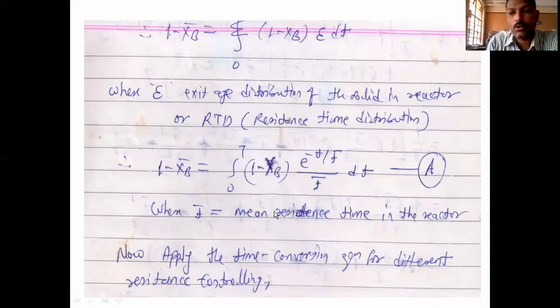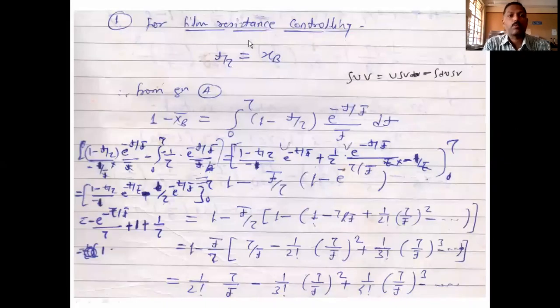What do different resistance controlling steps mean? Already we have seen them for a single particle. These three different resistance controlling steps are there: the first one is gas film resistance control, the second one is ash layer resistance control, and the third one is surface reaction control. So apply these one by one to equation A, solve it, and determine the conversion and time relation.